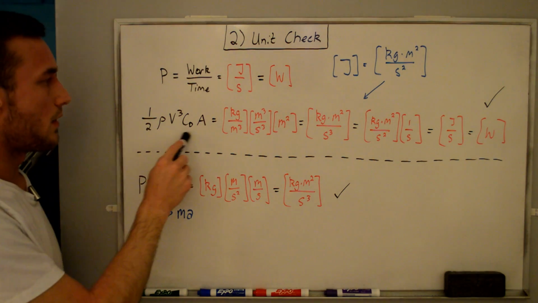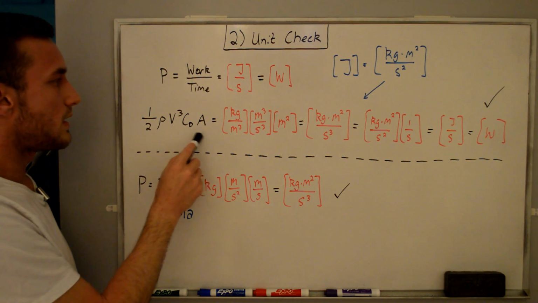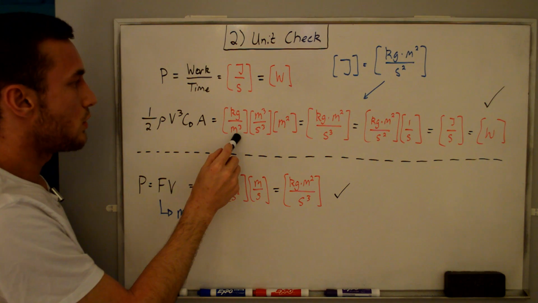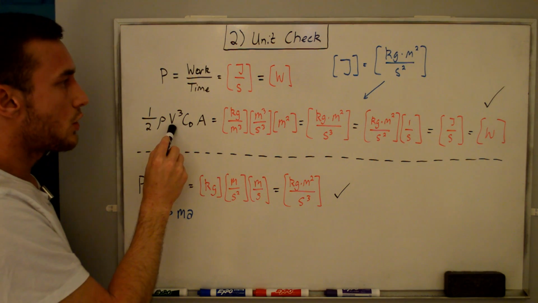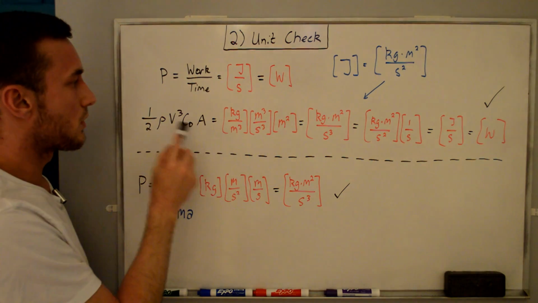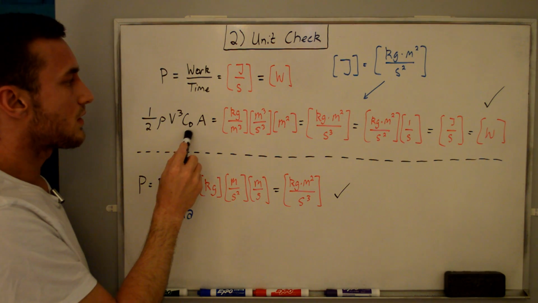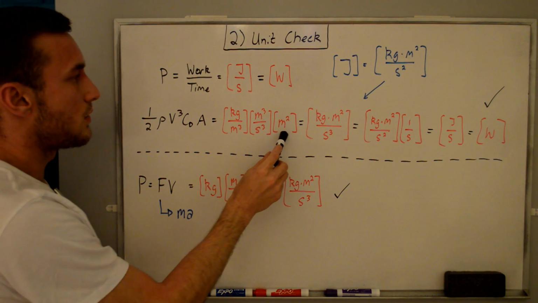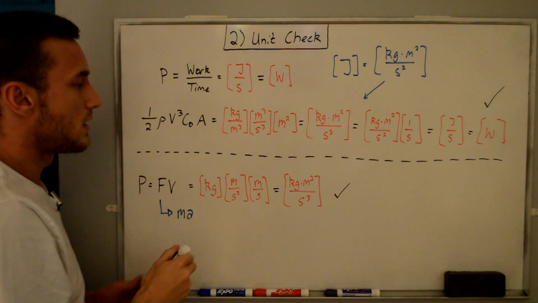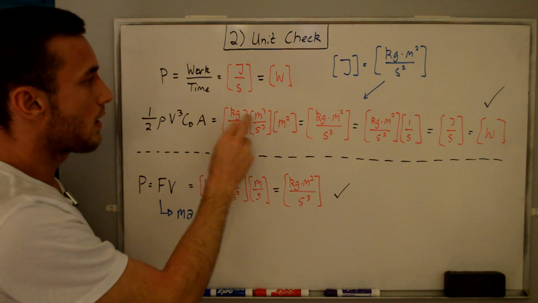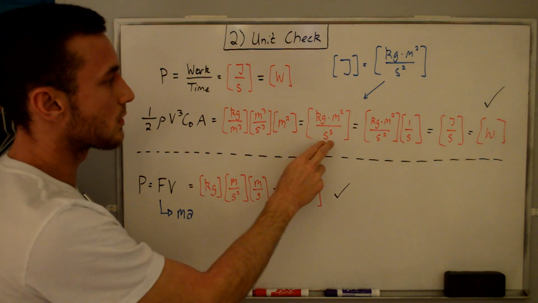Now, if we do the other side, we have the 1/2 rho v cubed CdA. Rho has the dimensions kilogram per meter cubed. Velocity cubed: a velocity is just meters per second, so a velocity cubed is going to be meters cubed per second cubed. Cd is unitless, and then area has units of meters squared. So you can see that the meters cubed and the meters cubed cancel, and we are left with kilogram meter squared per second cubed, and that's what I'm showing here.